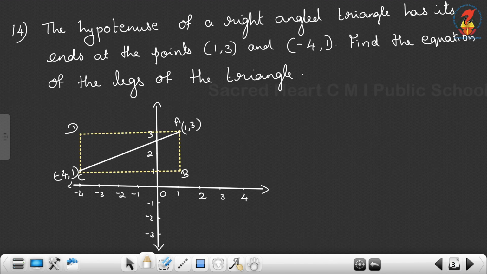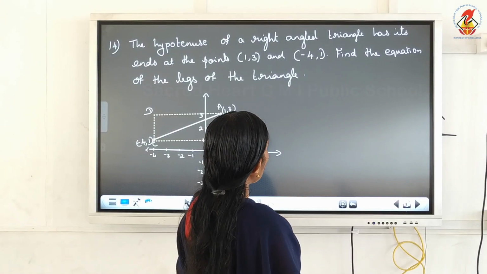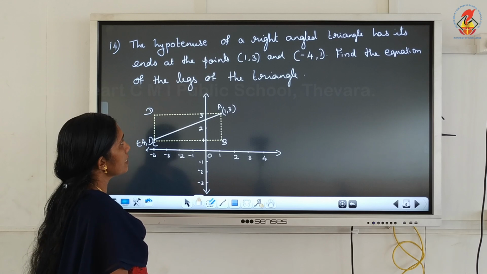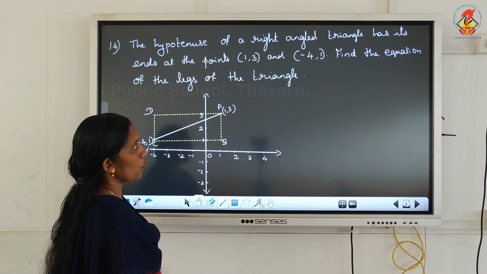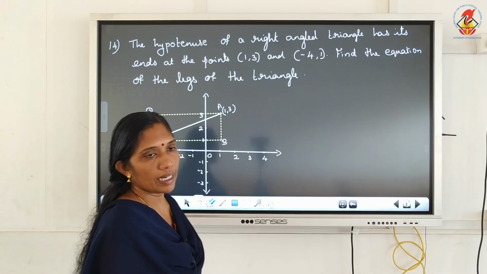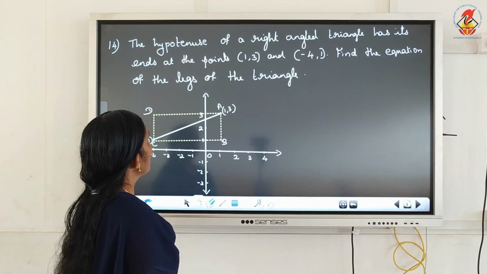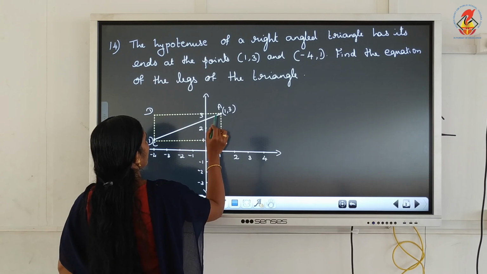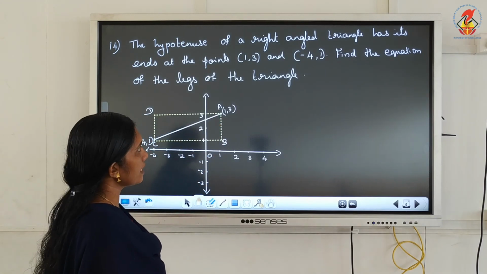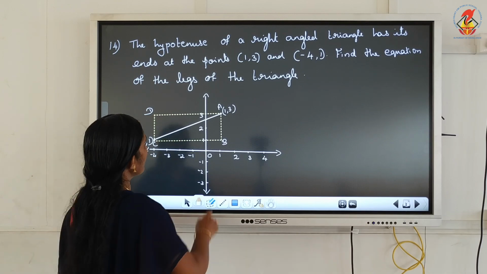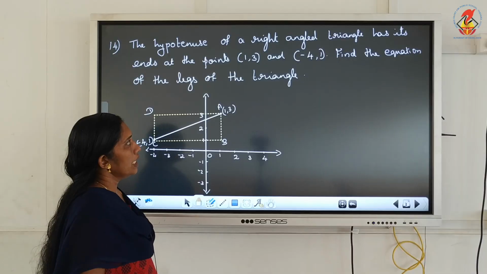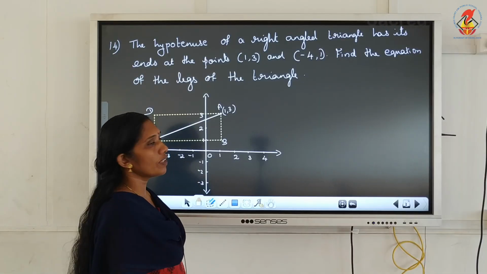The second one: the hypotenuse of a right angle triangle has its ends at the points (1, 3) and (minus 4, 1). Find the equation of the legs of the triangle. Legs means perpendicular sides. So, here AC is the hypotenuse of a right angle triangle. Its ends, one point is (1, 3), the other one is (minus 4, 1). Then we have to find the equation of the legs.